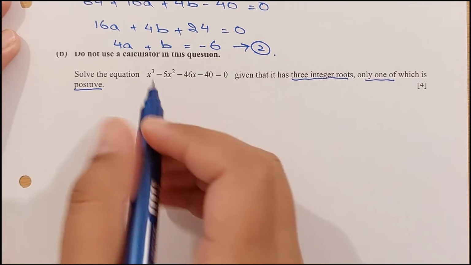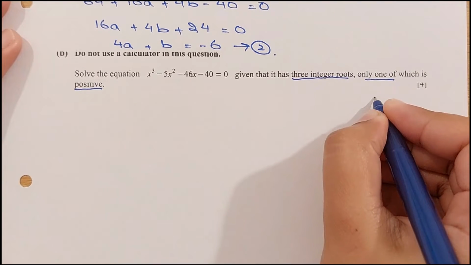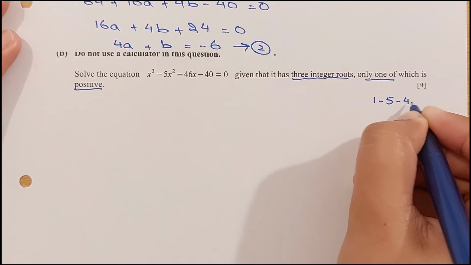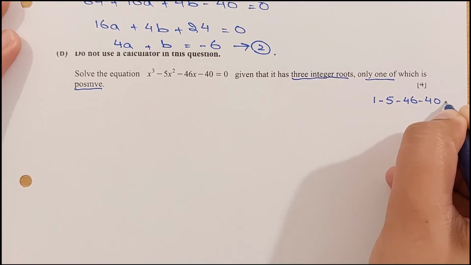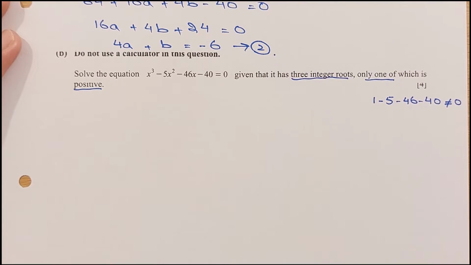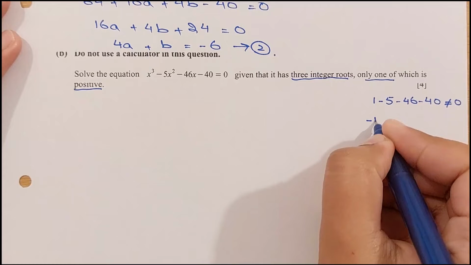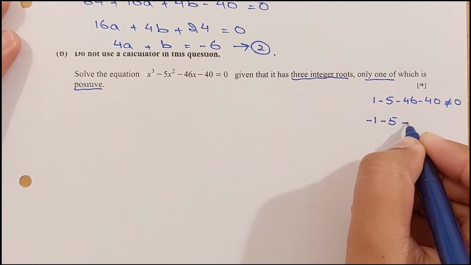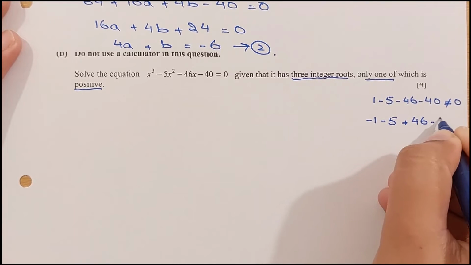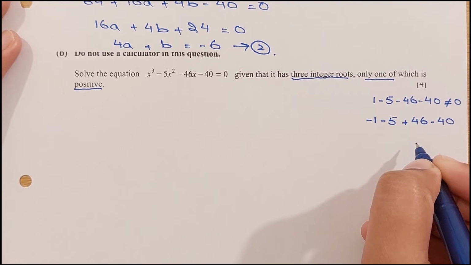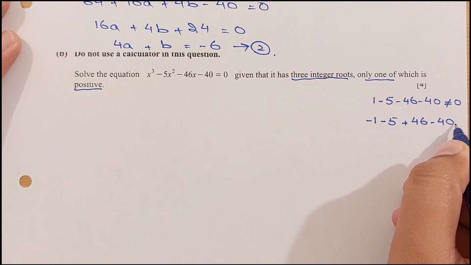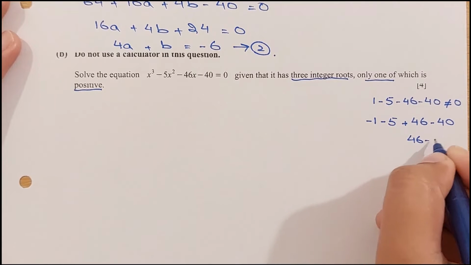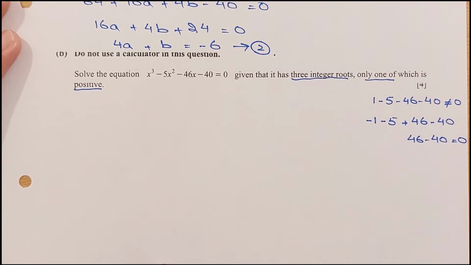So if I substitute x equals 1, we have 1 cubed is 1, minus 5, minus 46, minus 40. This is not equal to 0. 1 is not the root. Let me check minus 1. Minus 1 cubed is minus 1. Minus 1 squared is 1, so minus 5. This is plus 46 and minus 40. So here we have negative 40 and negative 6 is negative 46, plus 46, minus 46. This is equal to 0. Yes, minus 1 is the root.